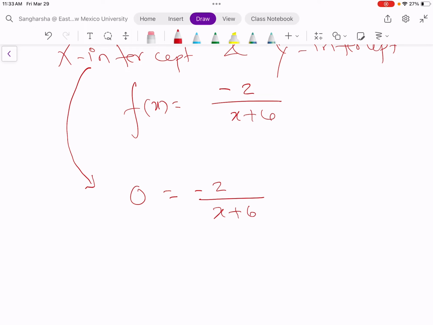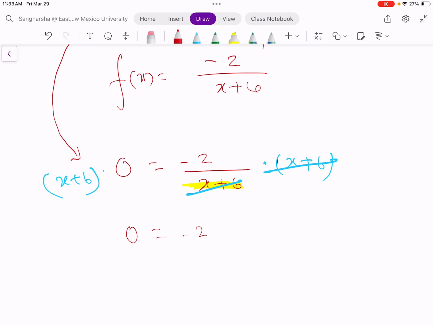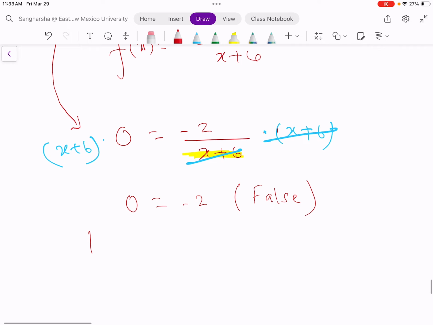Now we have this denominator. We need to get rid of the denominator first. And how do we get rid of the denominator? We use the same denominator to multiply both sides. So we multiply both sides by x plus 6. So this cancels. So we have 0 times x plus 6, 0 equals -2. Now, is 0 equal to -2? That's false, right? And if this is false, what can we say about the x-intercept? Yes, it does not have an x-intercept. So no x-intercept.